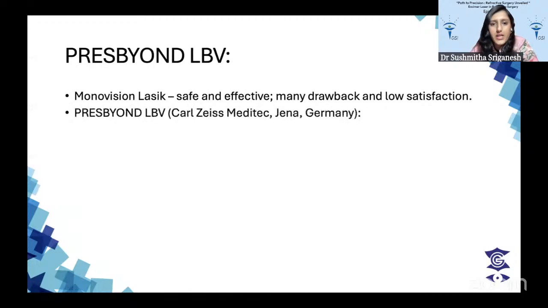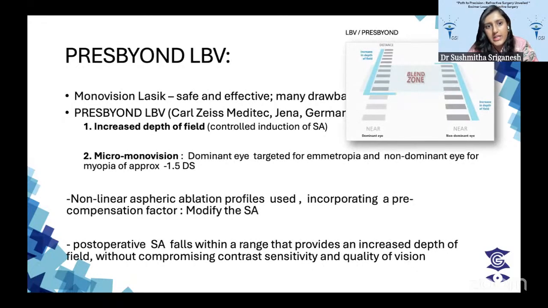So Carl Zeiss Meditec came out with the laser blended vision concept in their Presbyond machine. The principle behind this, as you can see in this picture, is an increased depth of field by inducing controlled spherical aberration, as well as micromonovision, where the dominant eye is targeted for emmetropia and the non-dominant eye for myopia of approximately -1.5 diopter sphere. This helps create a blend zone for intermediate vision.